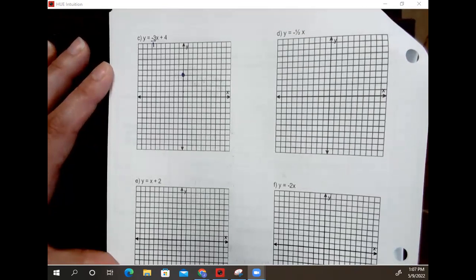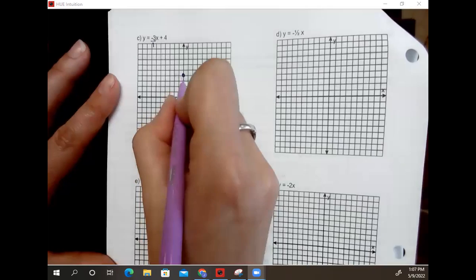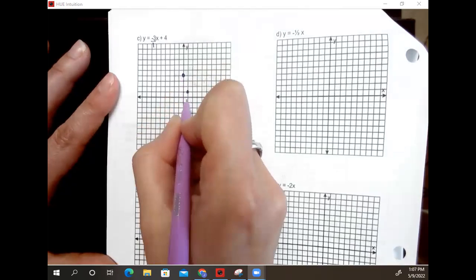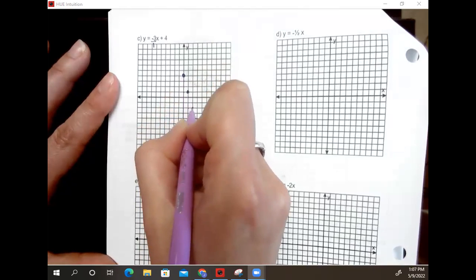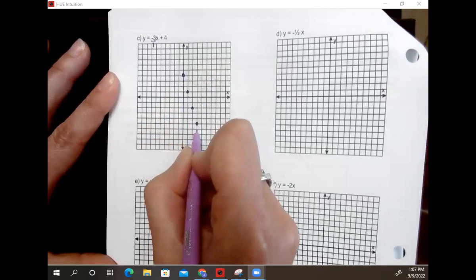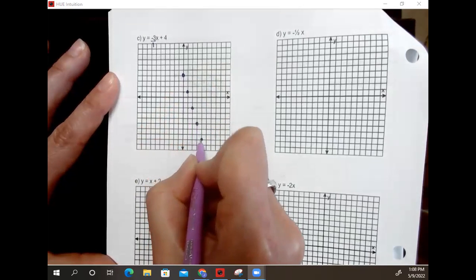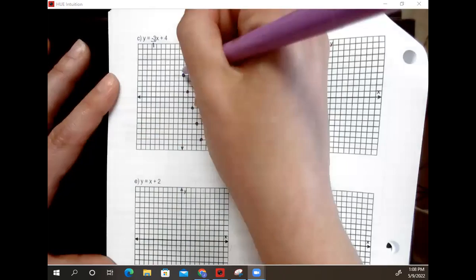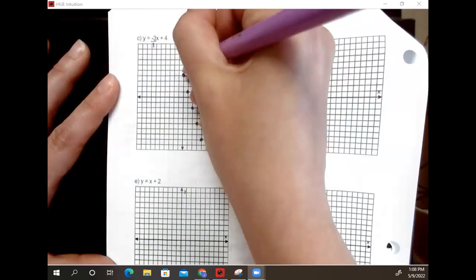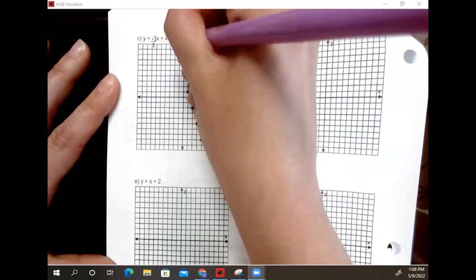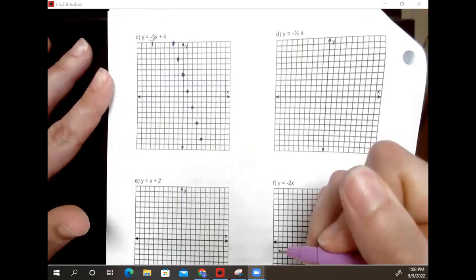We always run forward. So from my y-intercept, I'm going to go down 1, 2, 3, and forward 1. Down 1, 2, 3, forward 1. And again, we just keep going until I run out of space. Now I'm going to reverse those directions to get some points to the left. So up 3 and back 1. Up 3 and back 1.